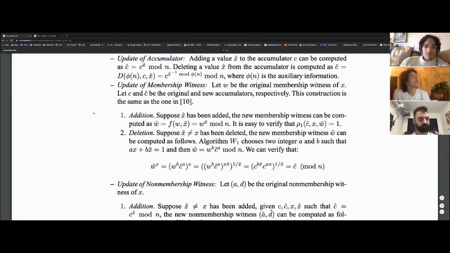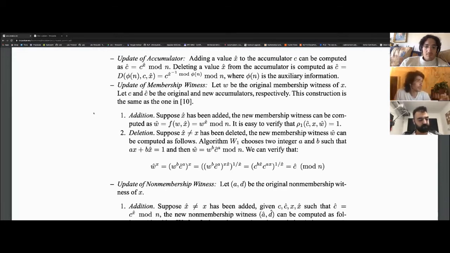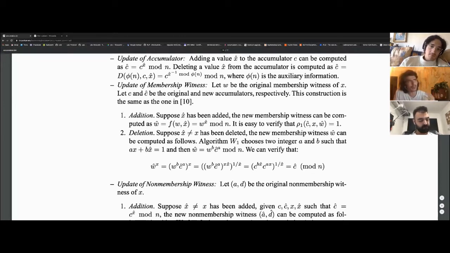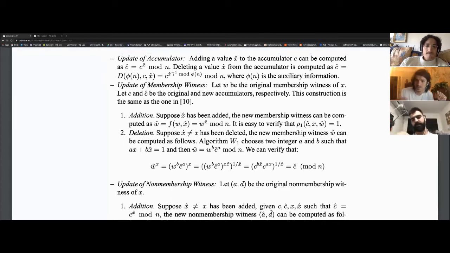Okay, let's move on. So how do you update a membership witness? W here is the original membership witness for X. C and C hat again are the original and new accumulators. If you add something, you just do W to the X hat, easy. And then you can check easily that W to the X hat to the X is equal to C hat. To add stuff is easy because it's easy to exponentiate. What is difficult to do is to divide, right? Calculate roots.